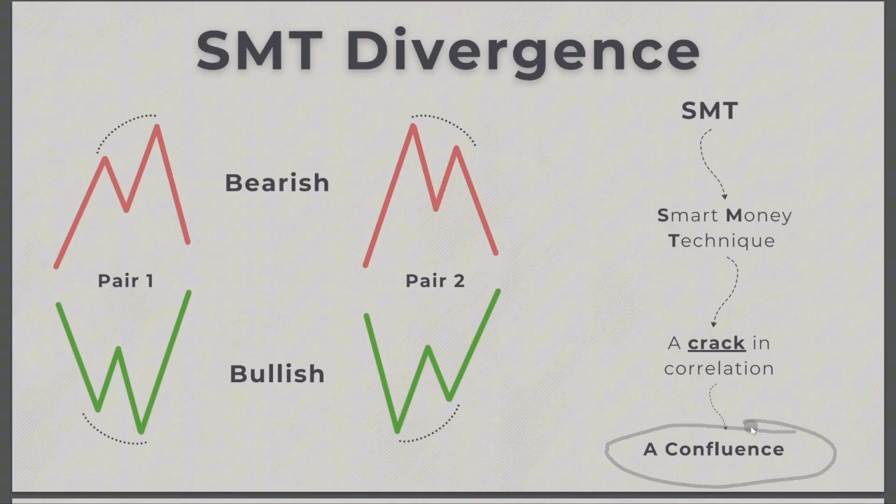SMT is nothing but a confluence. So it's not a strategy by itself. It's not a trading plan. It's a confluence. It's something that you look for at the end, right? So let's say you have everything, a point of interest, and price comes in there and you see price going up. Then you look for an SMT in order to confirm, or in order to have another confluence, or in order to make this an A plus setup, right? So it's a confluence and we're going to know when to look for it.